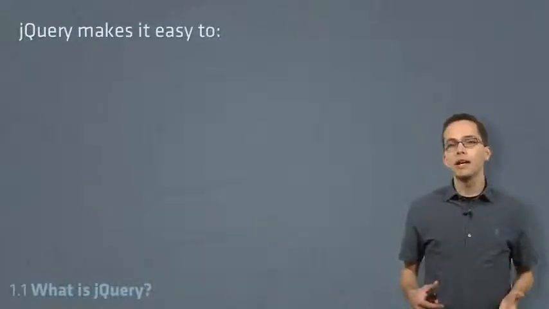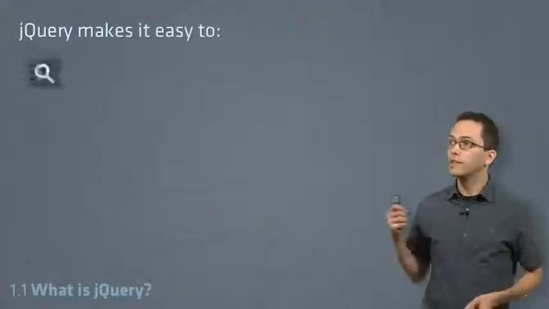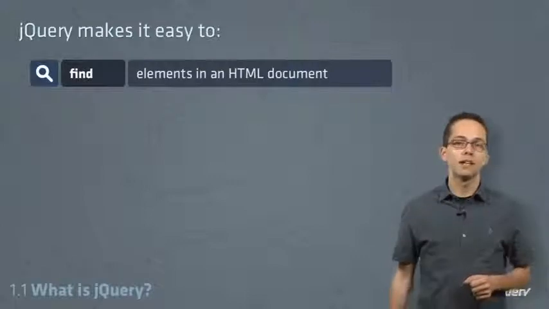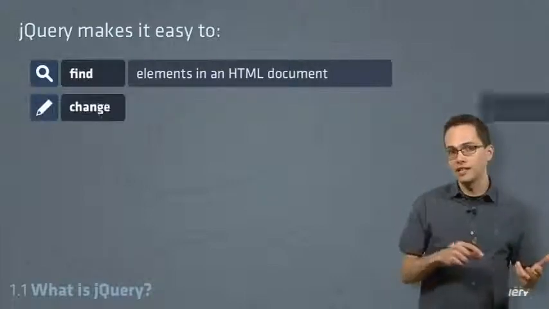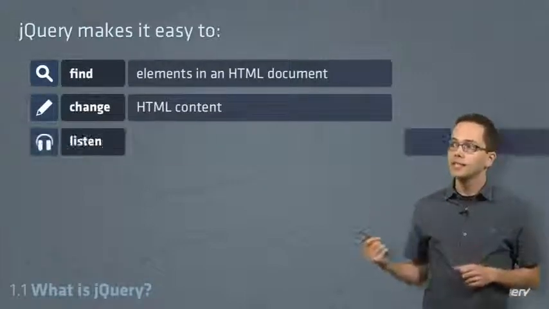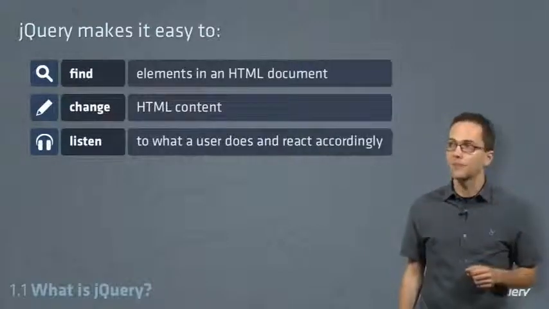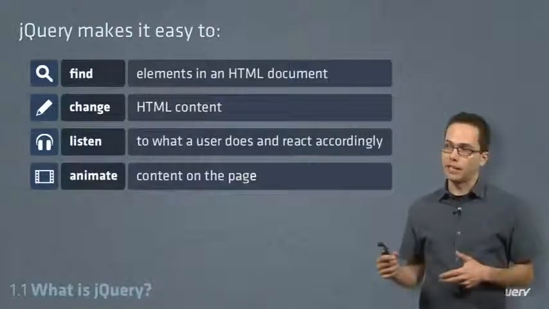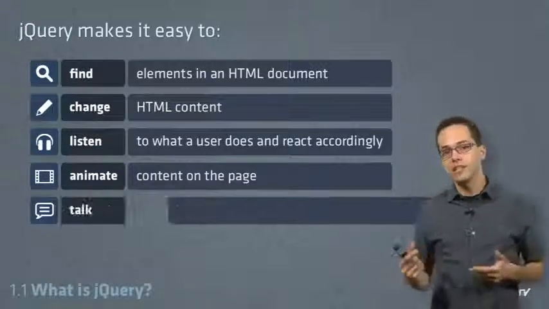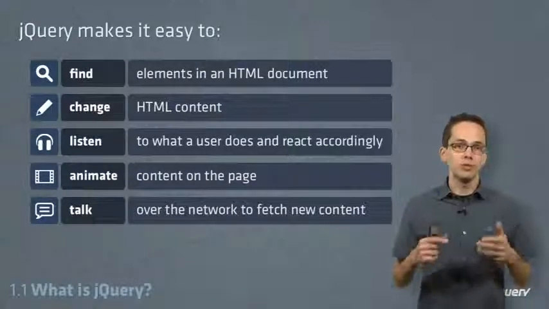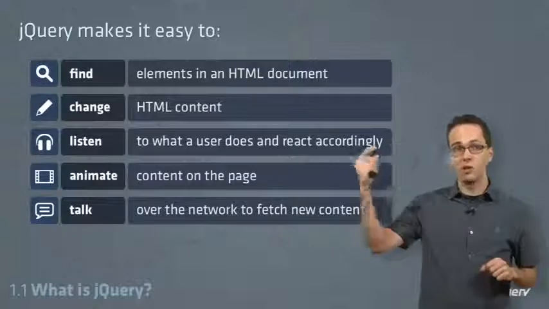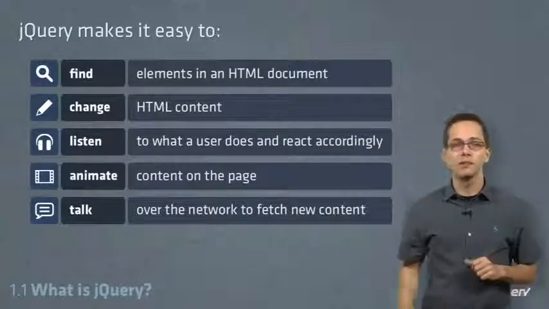5 common ways you might use jQuery include finding elements on an HTML document, changing that HTML content, listening to what a user does and reacting accordingly, like when they press a button, animating content on the page, and talking over the network. So if you want to communicate with the server without having to refresh a whole browser page, you can do that with jQuery.